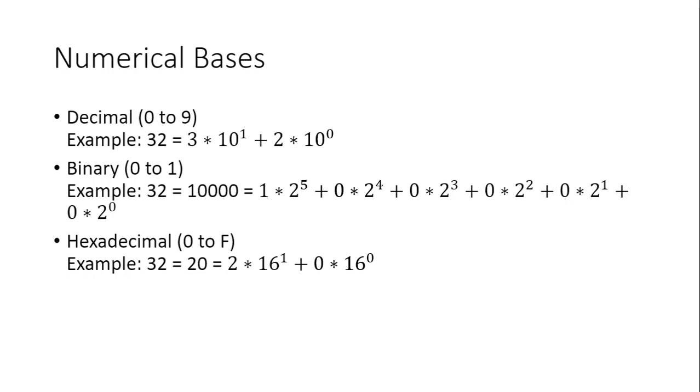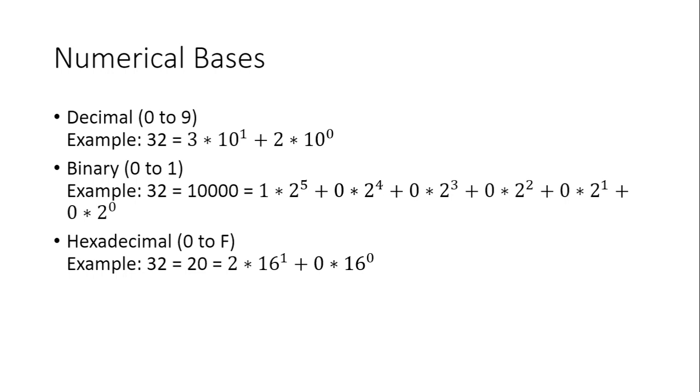The binary system works similarly but uses only the digits 0 and 1, and each of these digits is multiplied by powers of 2. Let's use the number 32 again. Its binary representation is 10000 because we have 1 times 2 raised to the power of 5, followed by 0 times 2 raised to the power of 4, and so on until 0.